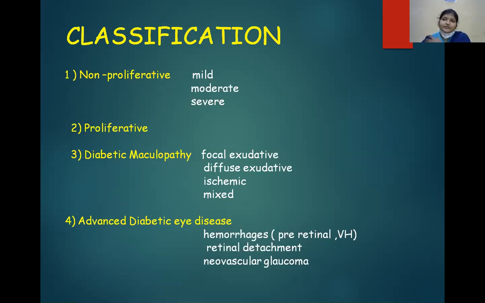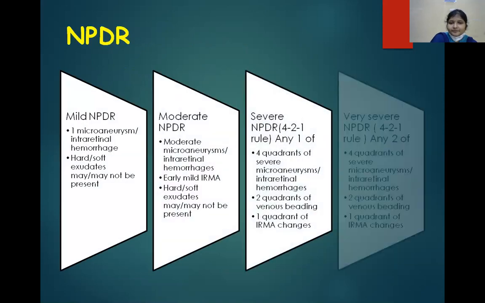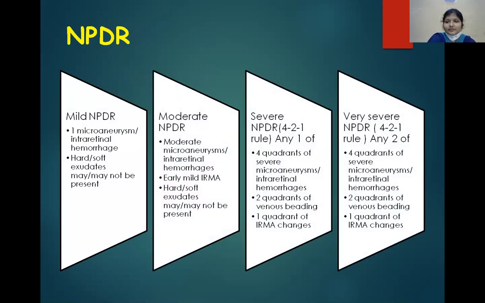So now we'll classify diabetic retinopathy. The important classification of diabetic retinopathy is by ETDRS. The Early Treatment Diabetic Retinopathy Study has classified diabetic retinopathy into 4 types: non-proliferative diabetic retinopathy, proliferative diabetic retinopathy, maculopathy, and advanced diabetic eye disease. So first we'll deal with NPDR. NPDR is again classified into 4 types: mild, moderate, severe, and very severe, depending upon the presence of microaneurysms, hemorrhages, IRMA and venous beading.